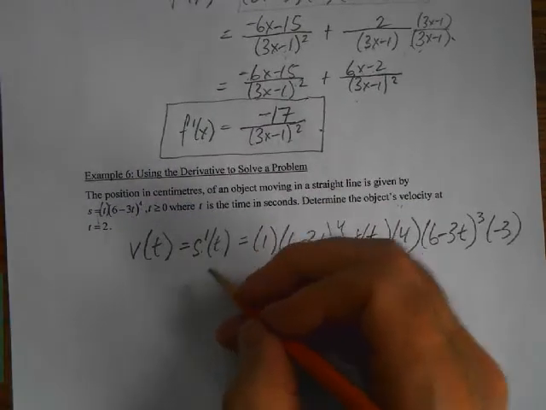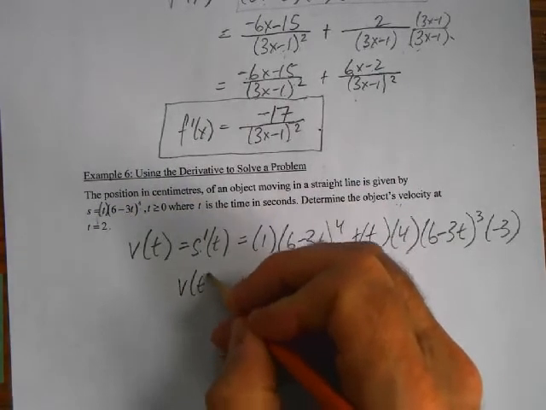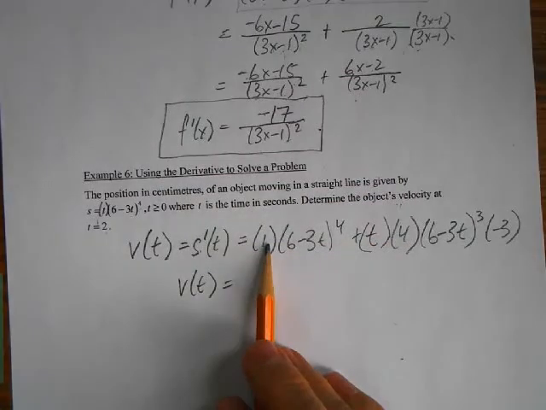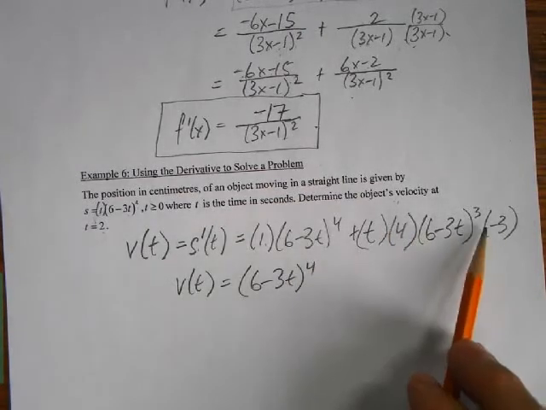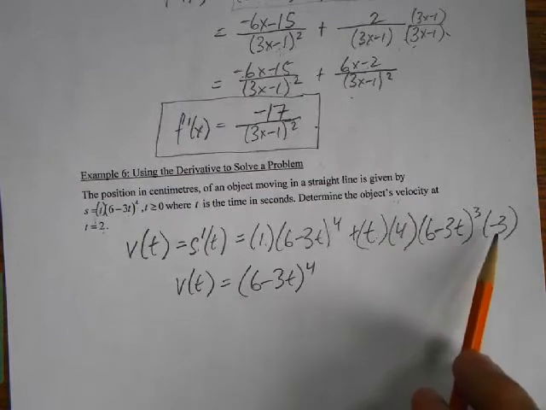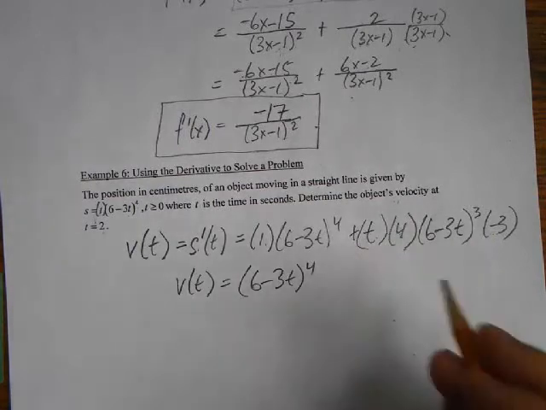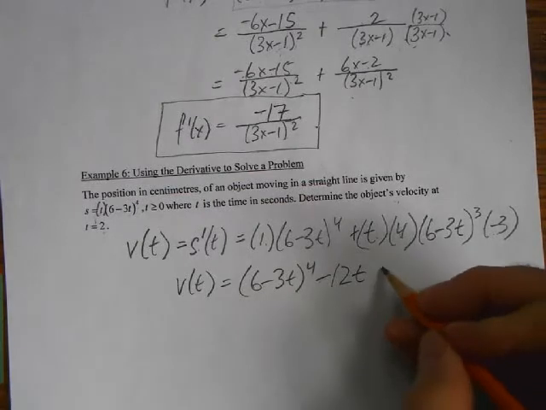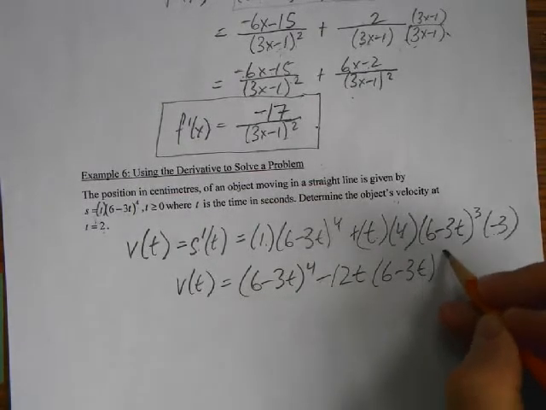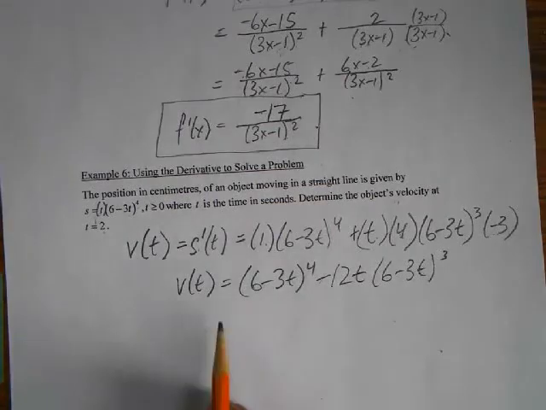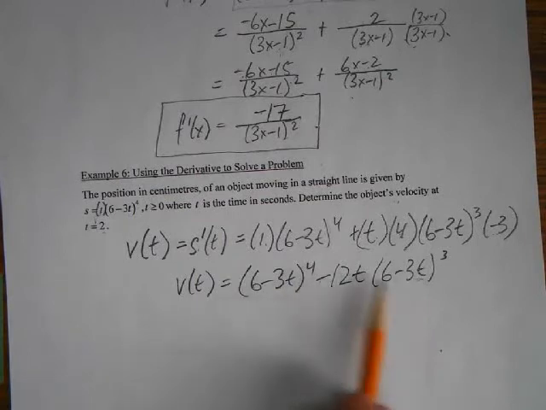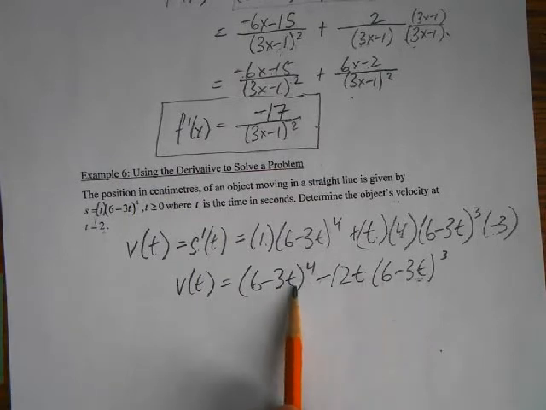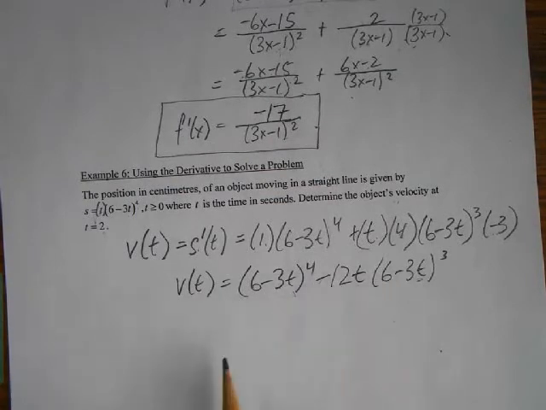So let's simplify this. So v of t, that 1 doesn't really do much, so it's just 6 minus 3t to the fourth. And now here we have to multiply these three monomials together. So negative 3 times 4, negative 12t goes out in front, and then 6 minus 3t cubed. Okay, so that's pretty simplified. You might think, well, couldn't we factor this out? Well, you could, but simplifying should be the opposite of factoring. So in this case, let's just leave it the way it is.